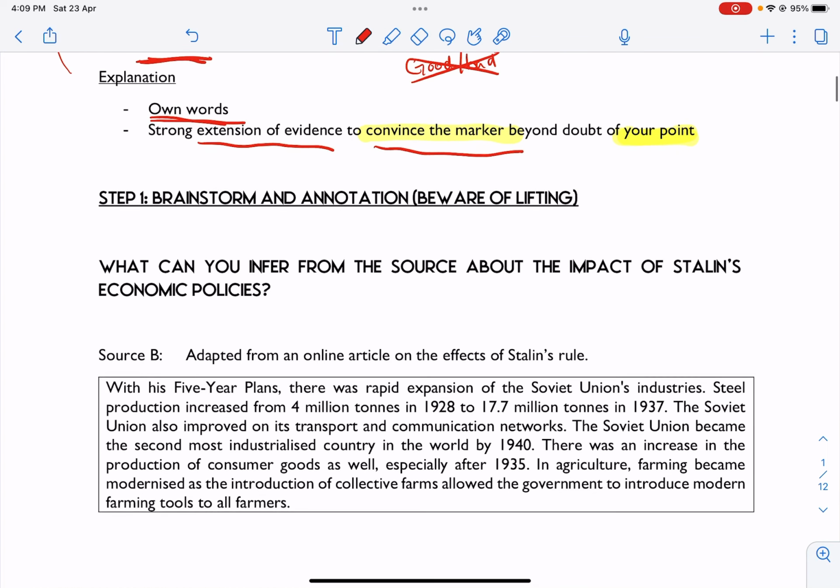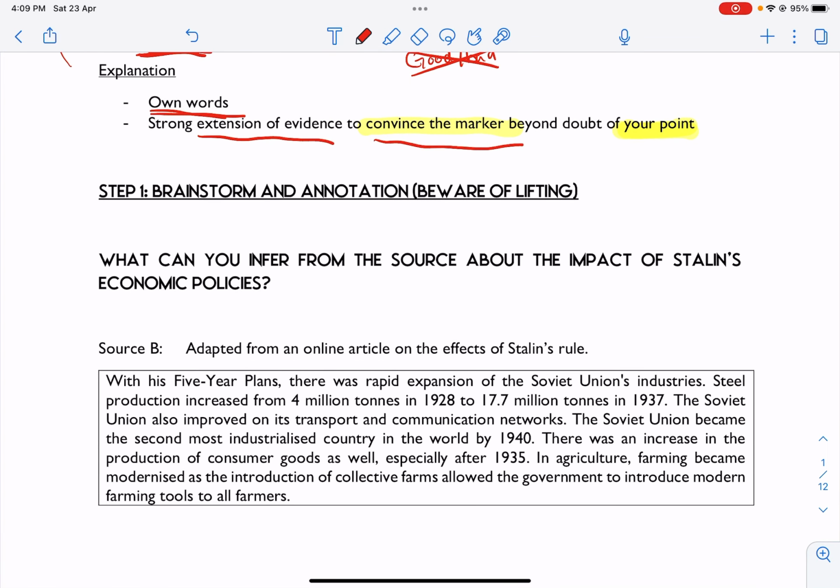Now, how do I do a normal source-based case study? Normally, first thing that I would do is to brainstorm and annotate my sources. This is in order that I would check myself that I won't leave any of the sources. So let's look at this source here. This is the inference source. Annotate what the source is: online article. This one is not clear whether it is pro-Stalin or not pro-Stalin, because it just states that it's an online article talking about the effects of Stalin's rule.